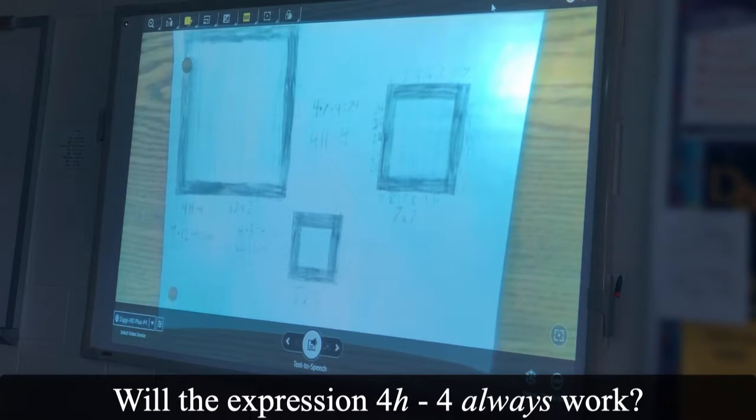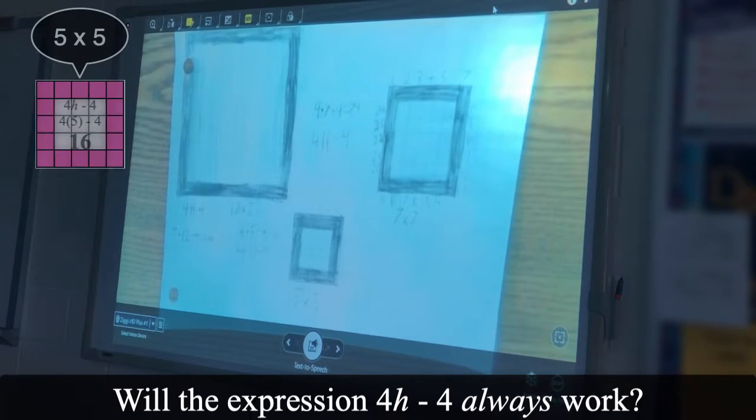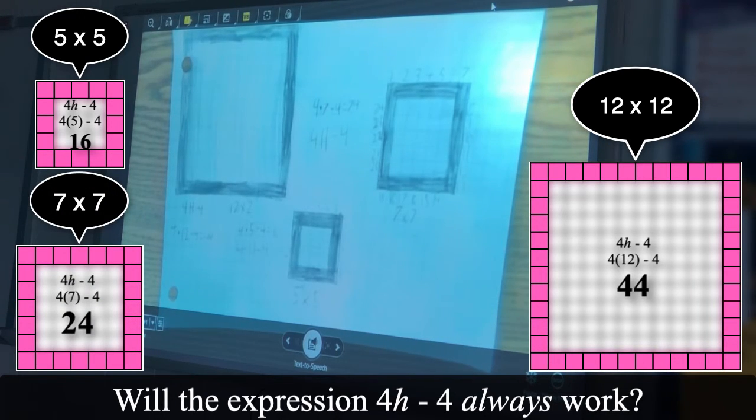It works because when you do 4h, it equals the sides times 4, but since you're repeating corners, then the minus 4 will get rid of the corners that are repeated, and that will get you an answer for 5 by 5, which would get you 16, a 12 by 12, 44, and the 7 by 7 is 24.